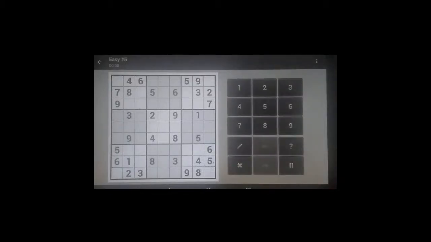Let's start number 5 on the easy. Let's see. There's our 9s. This is pretty clear. It's got to be in this row. Not that one, that one. Got to be that one.